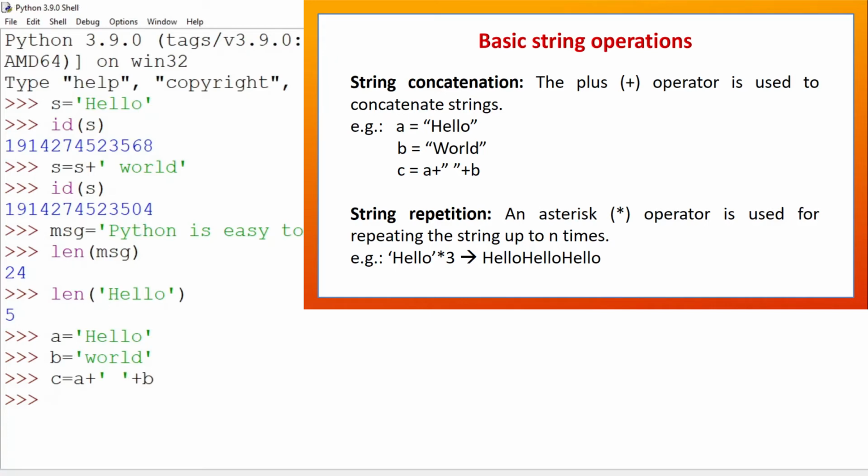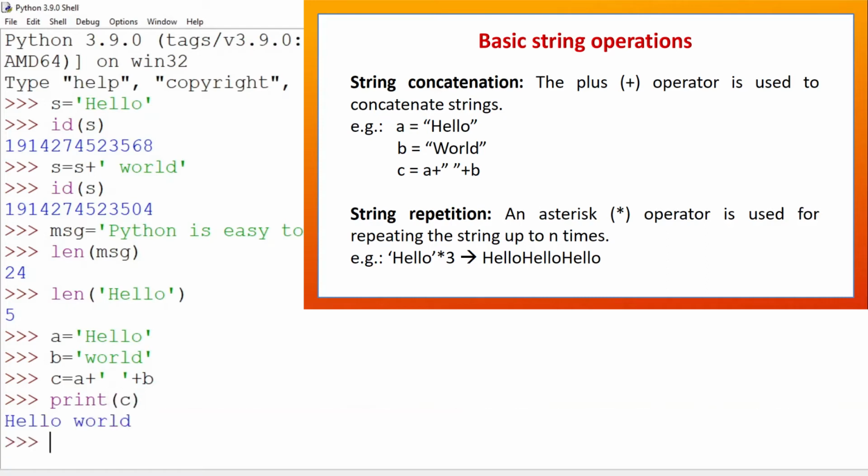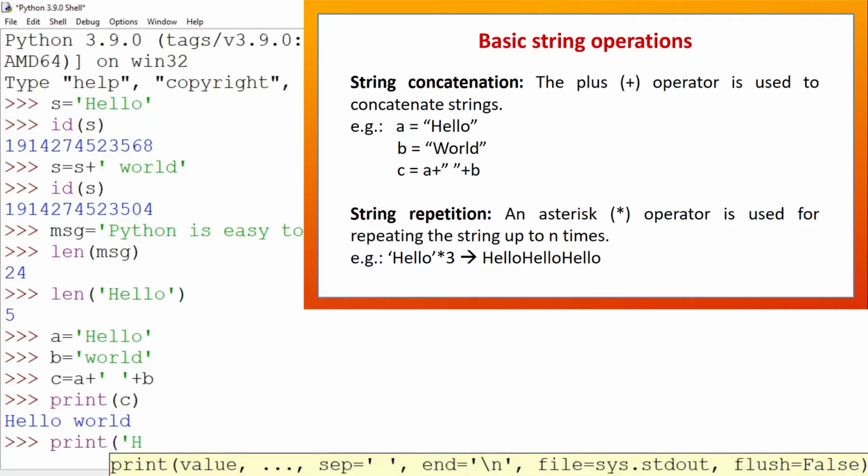String repetition. An asterisk operator is used for repeating a string up to n times. Example, "hello" * 3 will repeat the string hello up to 3 times.